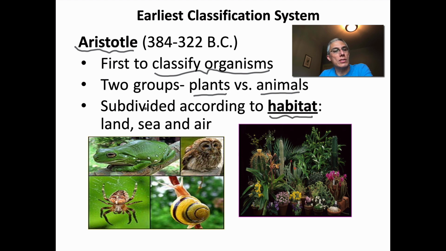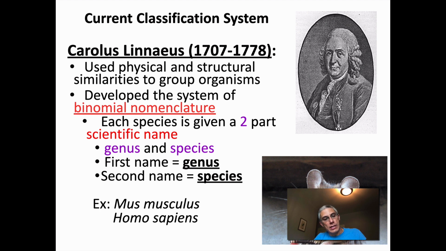What he had noticed is that there are some organisms within that group that might live on the land. There are some that actually would live in the sea. And then, of course, there are some that he could see might spend the majority of their time in the air. A second individual that I want you to make sure you're aware of is a man by the name of Carolus Linnaeus, who lived between 1707 and 1778. He took what Aristotle did, but he decided to use physical and structural similarities to group his organisms.